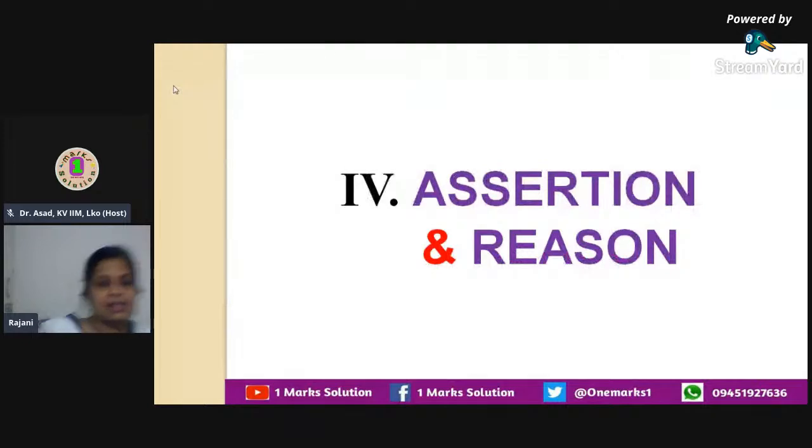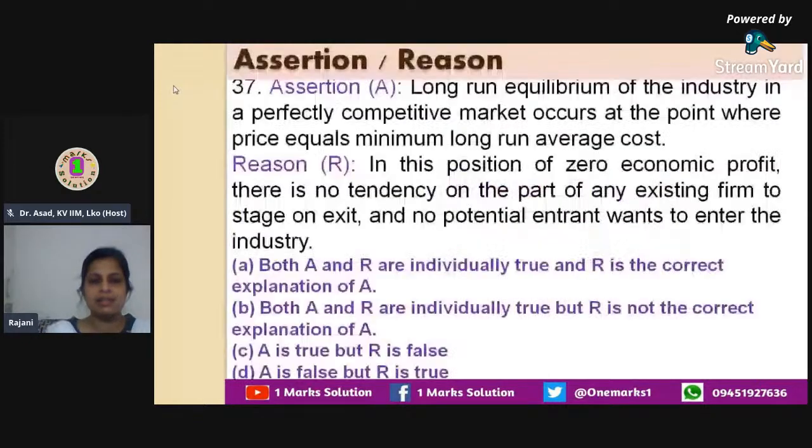Now coming to the assertion reason based question. So please read the assertion. Long run equilibrium of the industry in a perfectly competitive market occurs at the point where price equals minimum long run average cost. So price is equal to AR is equal to MR, and price is equal to average cost also. So they are asking us to find out that it is the point where price equals minimum long run average cost, LRAC. Price should cover the minimum long run average cost.